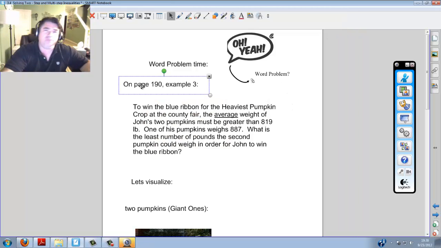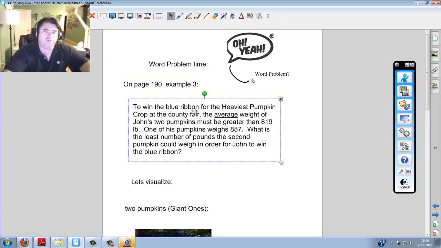If you need to, you can follow along on page 190, example 3. To win a blue ribbon, which means first place, for the heaviest pumpkin crop at the county fair, the average weight of John's 2 pumpkins must be greater than 819 pounds. One of his pumpkins weighs 887 pounds. What is the least number of pounds the second pumpkin could weigh in order for John to win the blue ribbon?